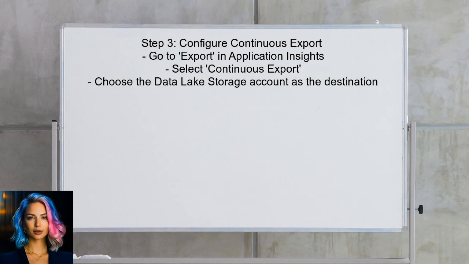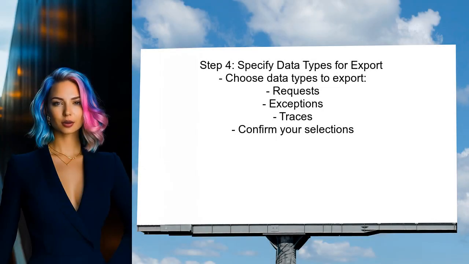Once the Data Lake Storage account is ready, the user should configure continuous export from Application Insights. This can be done by going to the Export section within the Application Insights resource. After setting up continuous export, the user should specify the types of data they want to export, such as requests, exceptions, and traces. This ensures that all relevant logs are backed up.